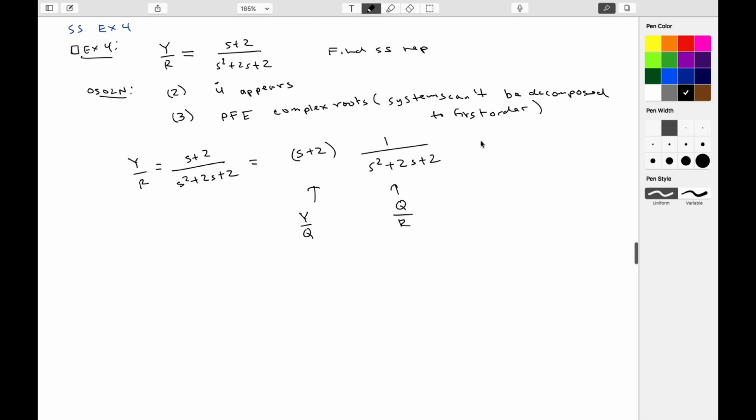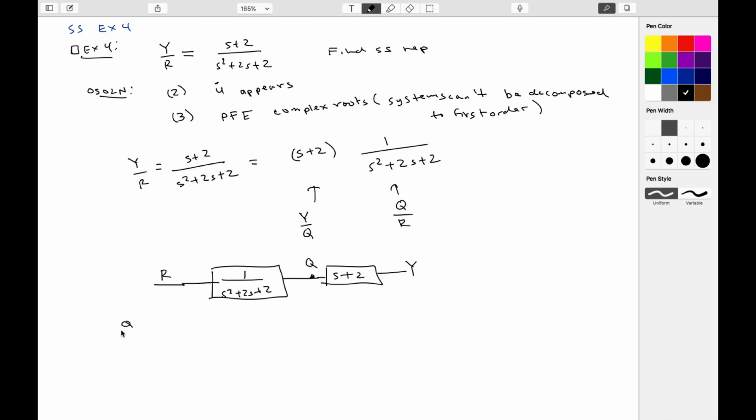Okay, and we can actually do some things that we know how to do in this case. So let's look at what this looks like in a block diagram form. Now I would have r here. I've got 1 over s squared plus 2s plus 2. And then in between this, let's call this q. And then I've got an s plus 2, which gives me y.